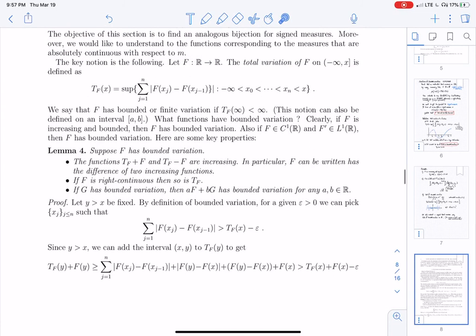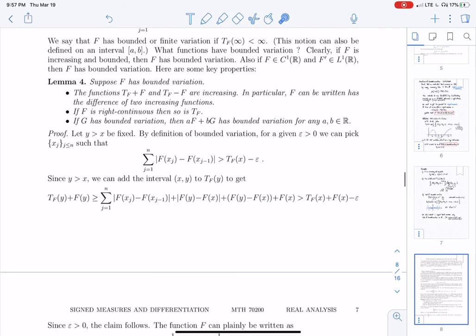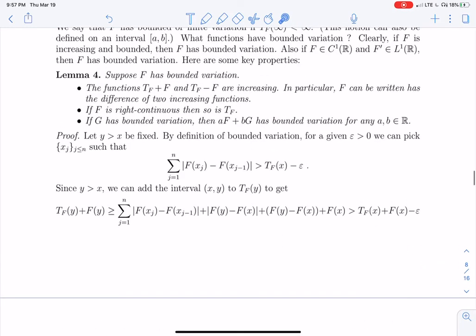This is clear just by the definition right here, af plus bg, for some given partition of the interval, and then just take the triangle inequality on f and g. All right, so where are we going to use this? We're going to use this here because T_f is increasing, therefore it has bounded variation, and f has bounded variation. So this guy has bounded variation, and this guy has bounded variation. That's why we need this. Great.